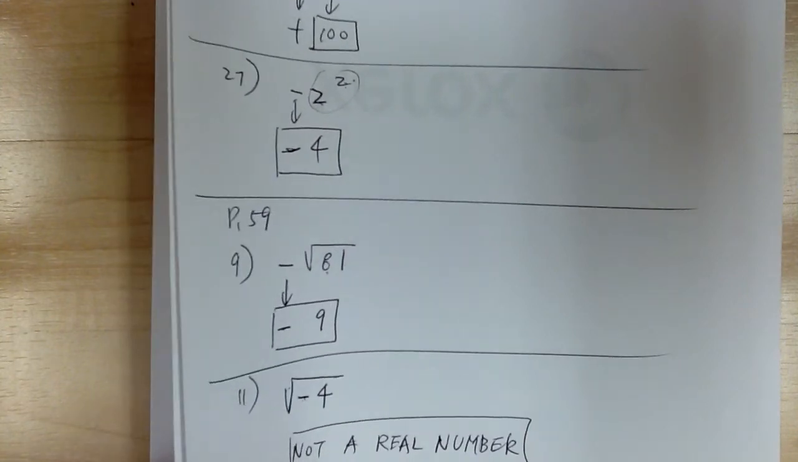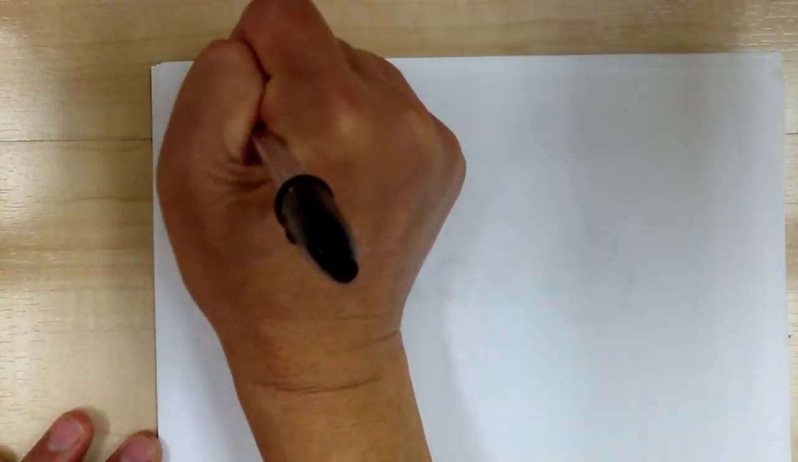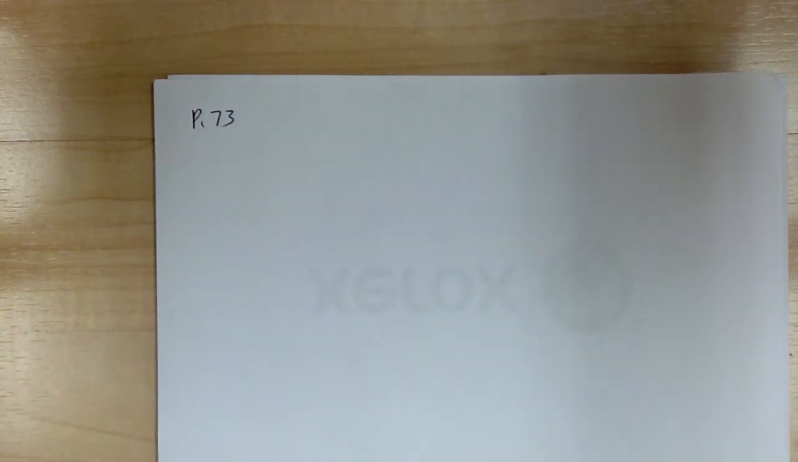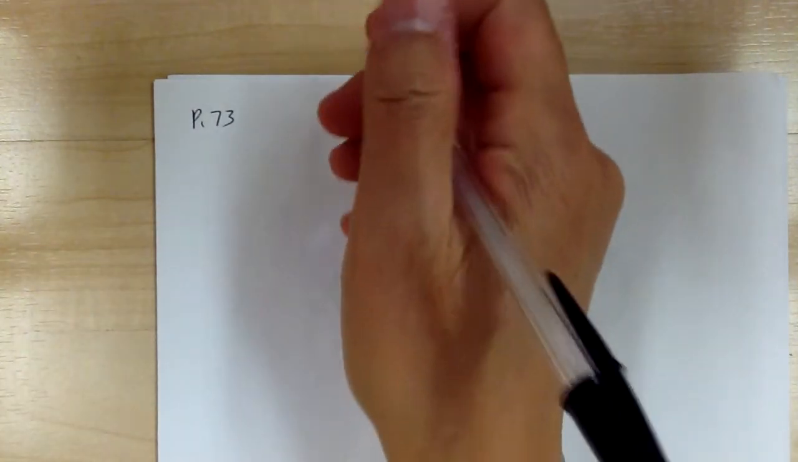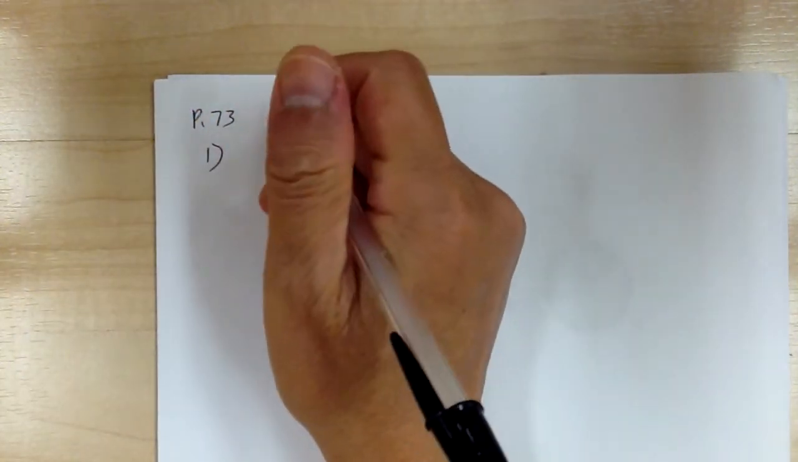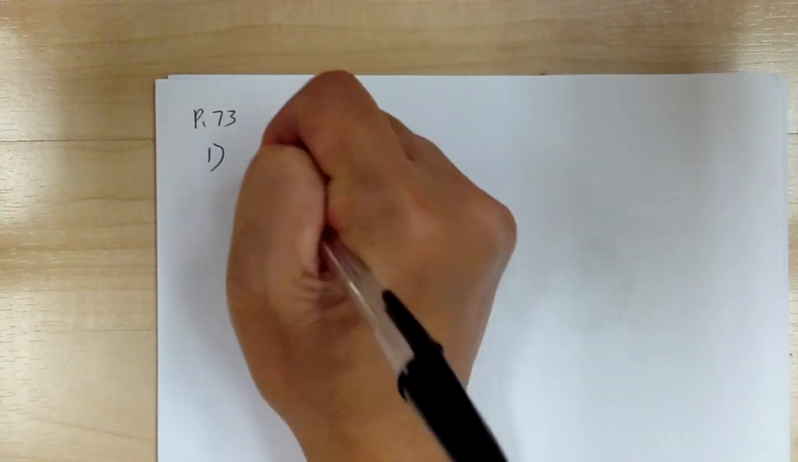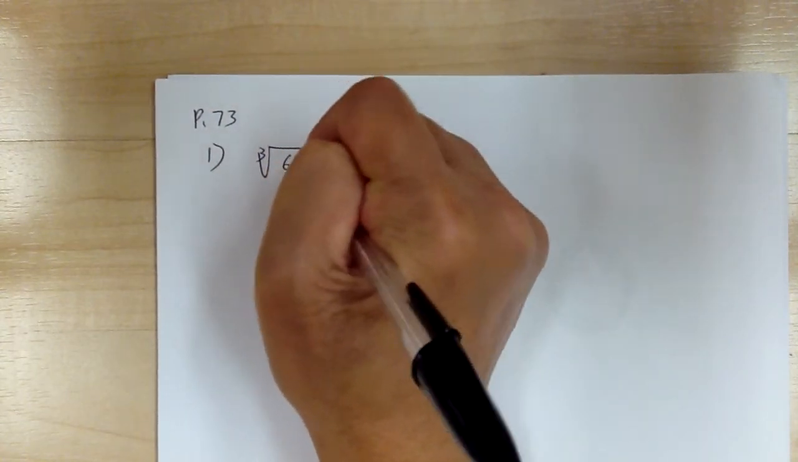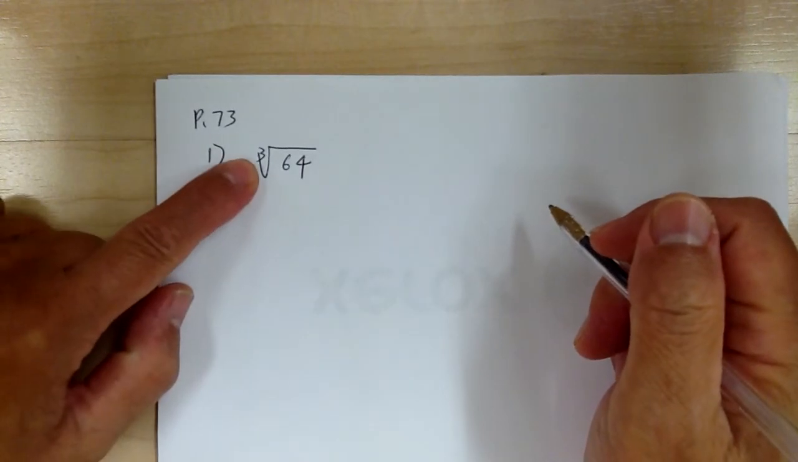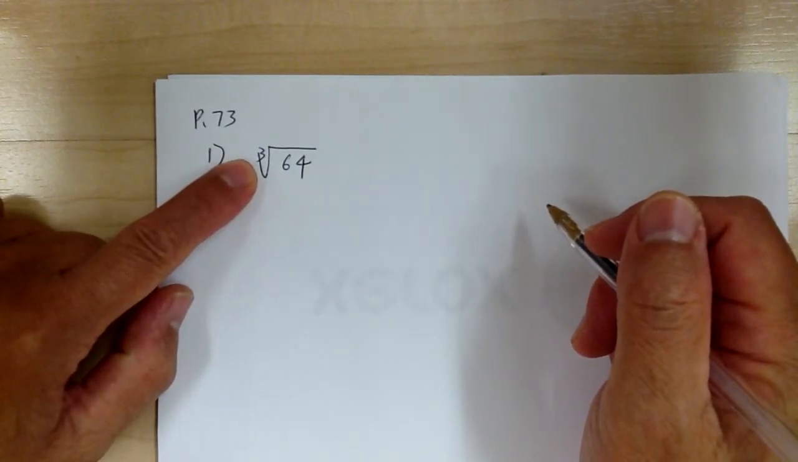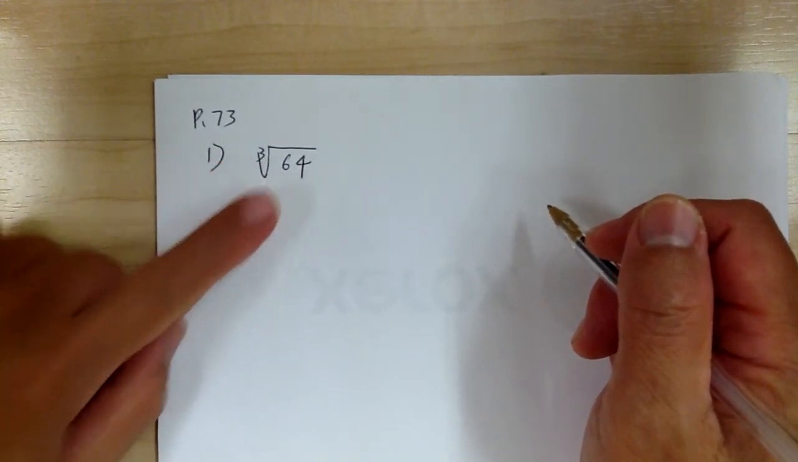Okay, let's go to page 73. And let's do number 1. So number 1, you want to simplify. You've got cube root of 64. So the index is 3. That means you need to get 3 radicals to make an integer.